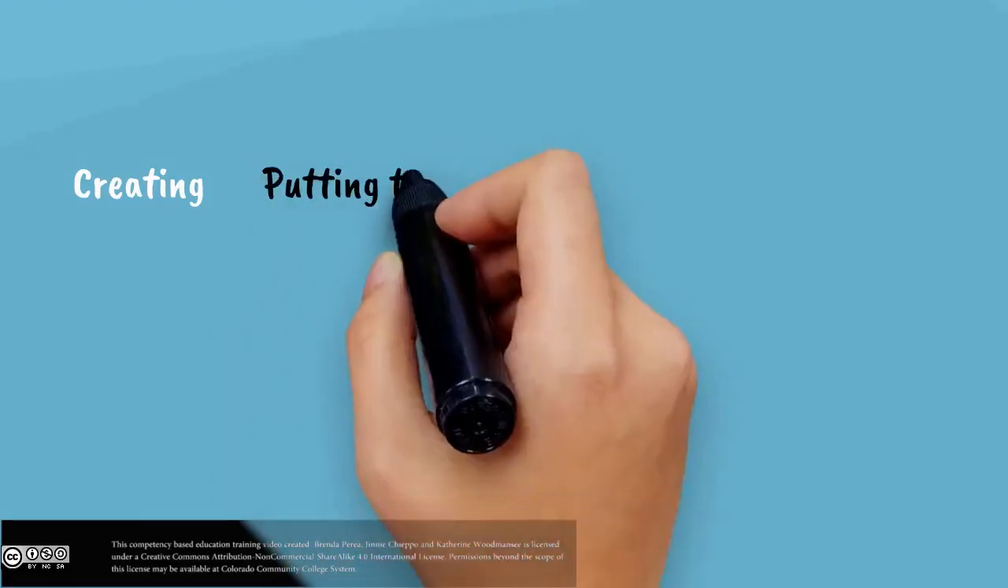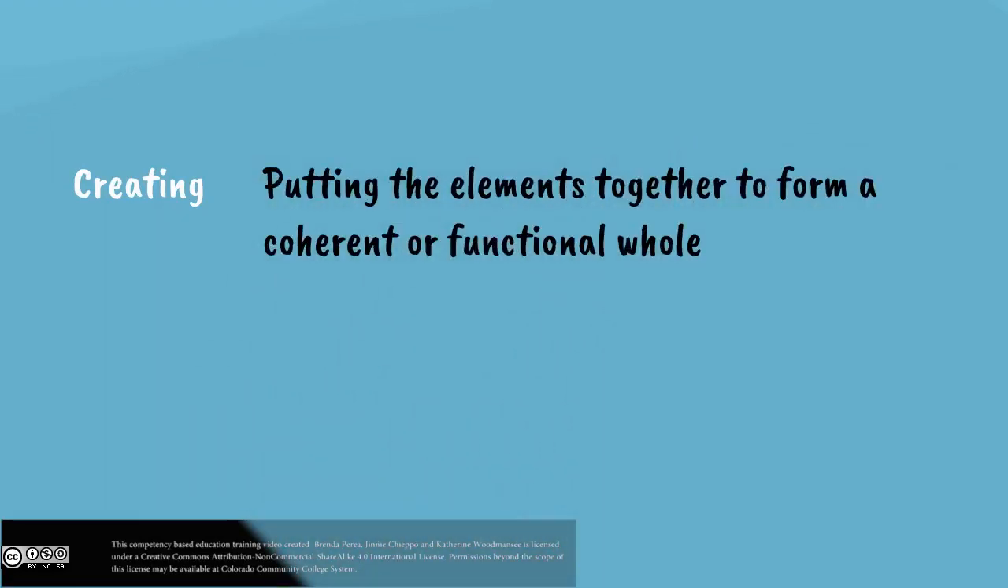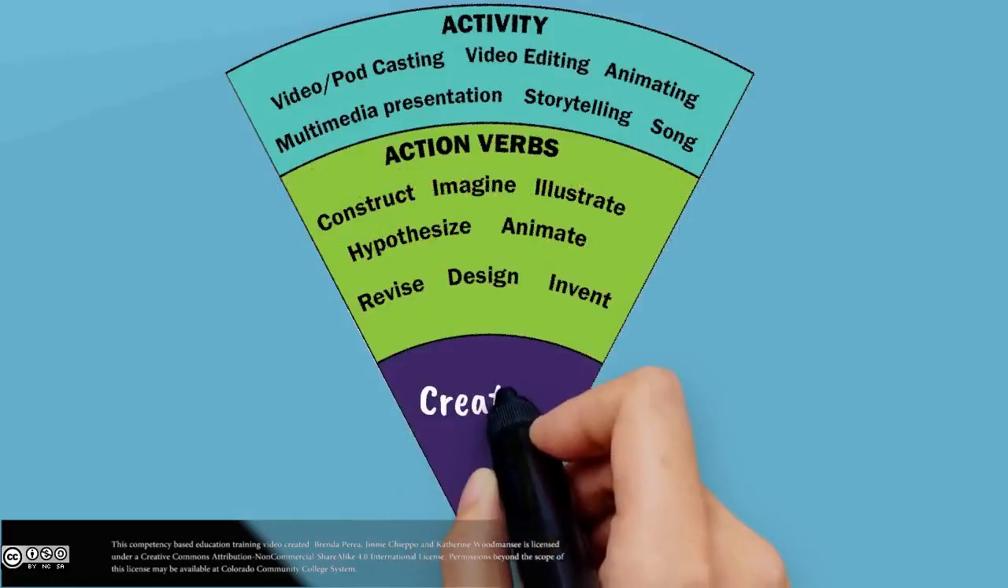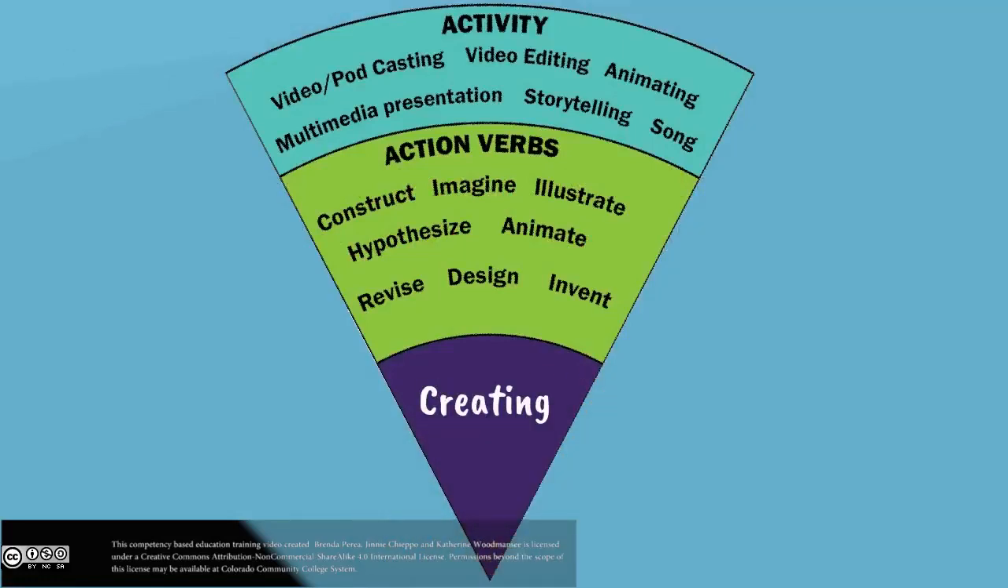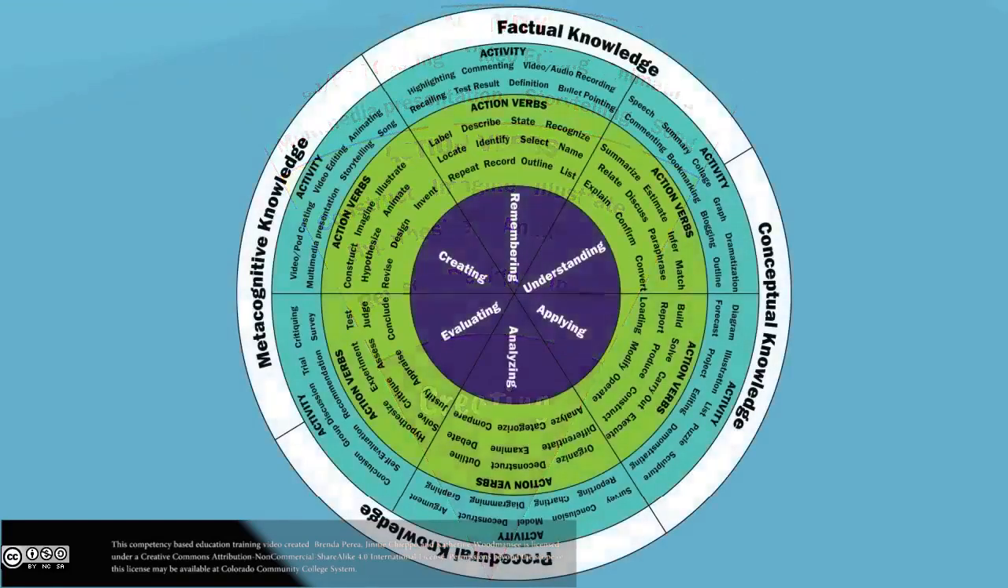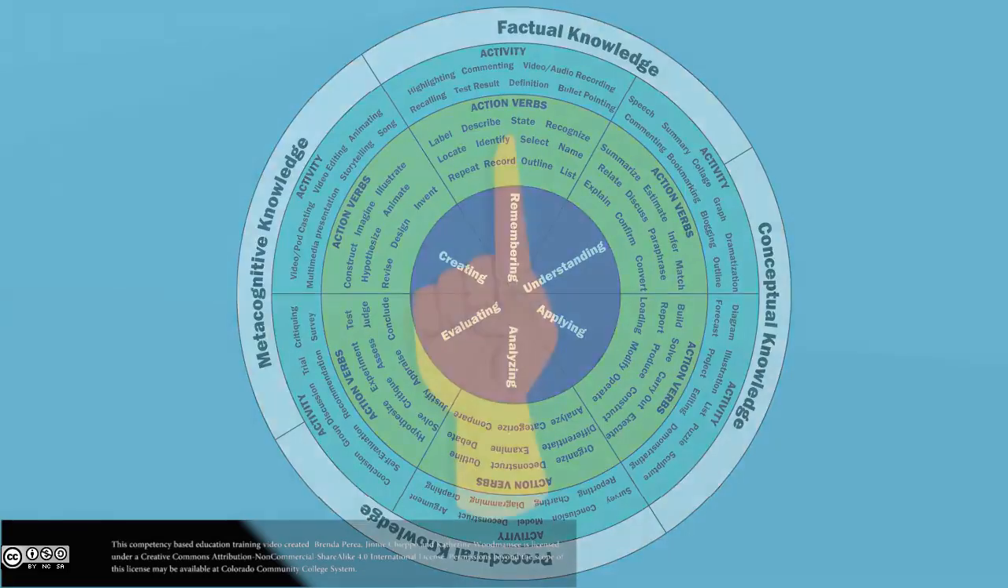And the final level is creating. It is putting the elements together to form a coherent or functional whole. Some of the key verbs associated with creating are designing, constructing, animating, video casting, and inventing. Now that we have gone over each category and have seen some verbs and activities associated with each category, we will be able to use this wheel to help us create our course learning outcomes.